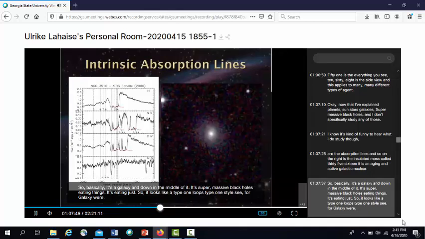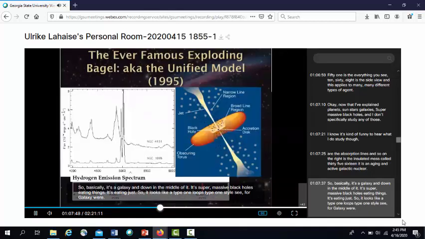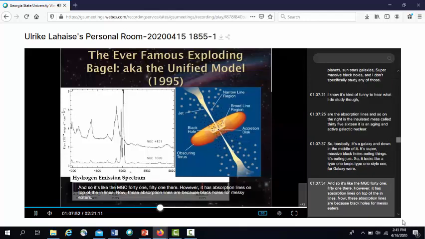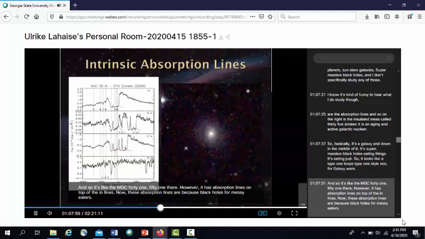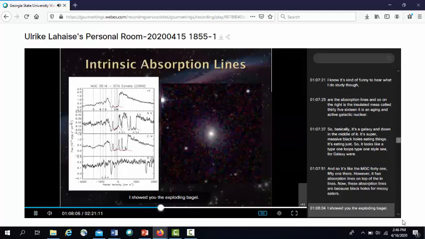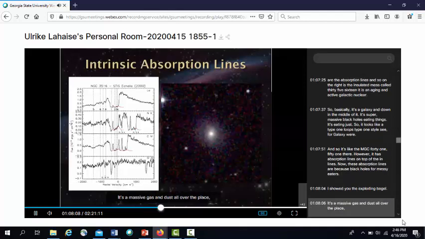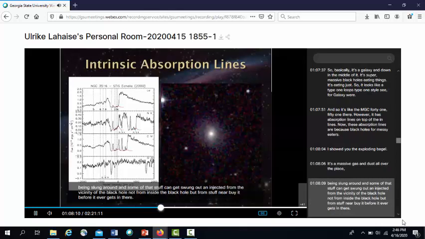So it looks like a type 1 style Seyfert galaxy, or AGN. So it's like the NGC 4151 there. However, it has absorption lines on top of the emission lines. Now, these absorption lines are because black holes are messy eaters. I showed you the exploding bagel. It's a mess of gas and dust all over the place being slung around.